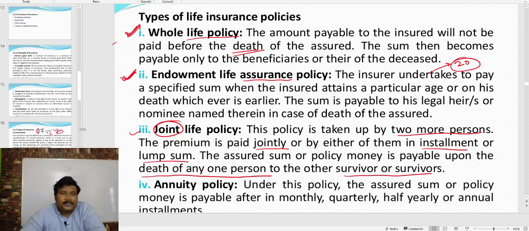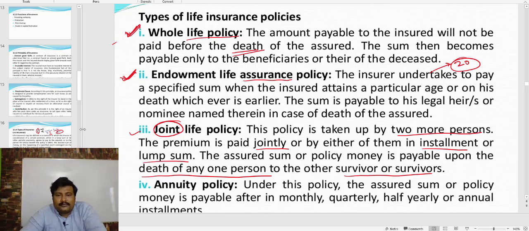Generally in a partnership, joint life policy is very famous, where the partners are taking the joint life policy. So joint life policy is what? That 2 or more than 2 persons are taking this particular policy, where they are taking this life policy jointly. And the death of anyone will give the amount of the joint life policy.